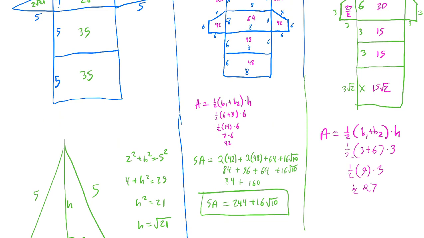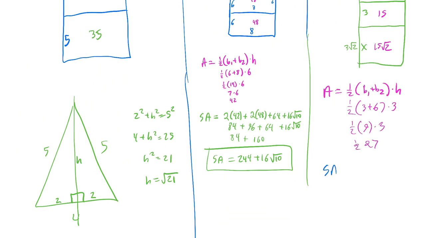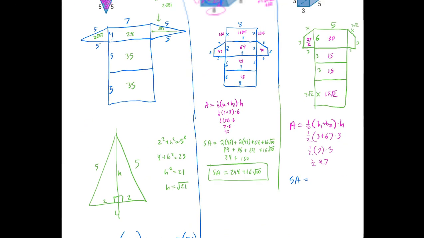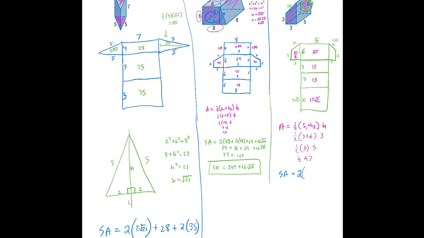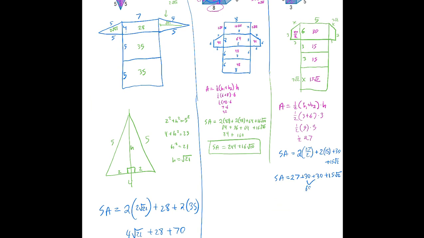All right, so finally the surface area is, we have, I'll start with the bases. We have 2 of the 27 over 2s, plus 2 of the 15s, plus a 30, plus a 15 root 2. So that's equal to 27 plus 30 plus 30 plus 15 root 2. So that's what, 60 and 27. So that's 87 plus 15 root 2. And again, you could always smash that into a calculator if you want.